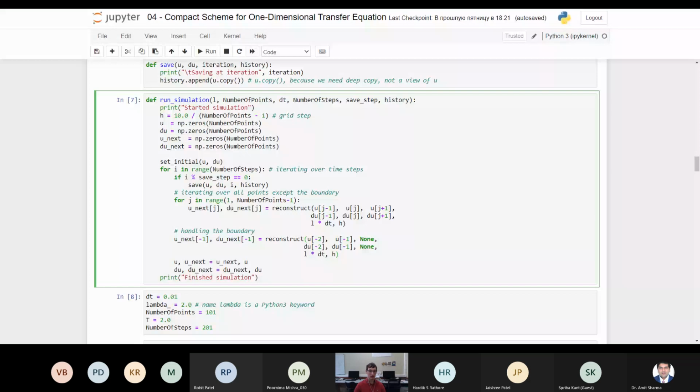And afterwards we swap values of our array on the current time step and on the next time step, which effectively finishes our step of our computation. And all this procedure is repeated in the loop number of steps times.